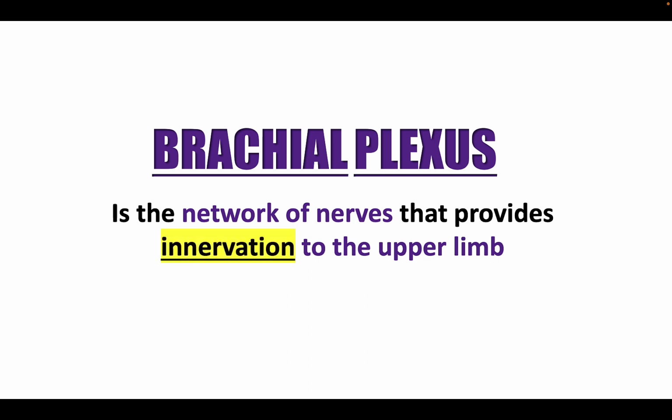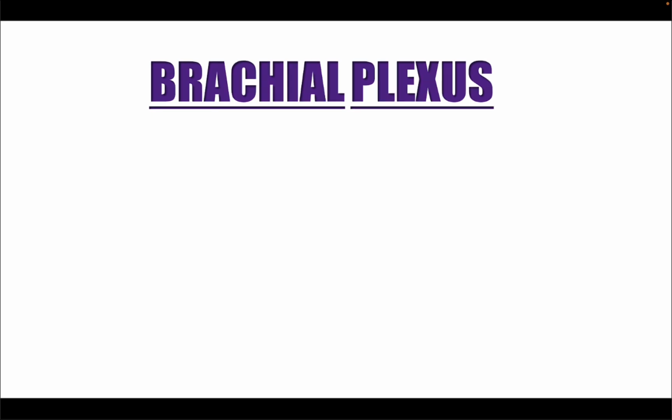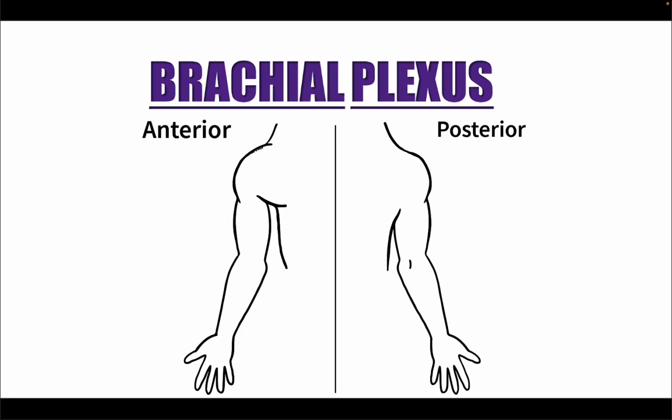Innervation is the term we use to describe the function of nerves, which is to communicate something, whether that something is motor innervation, which can be thought of as the stimulation of a muscle contraction, or sensory innervation, which is the process of feeling something, allowing you to interact with your external and internal environment. This plexus provides innervation, both sensory and motor, to the entirety of the upper limb.